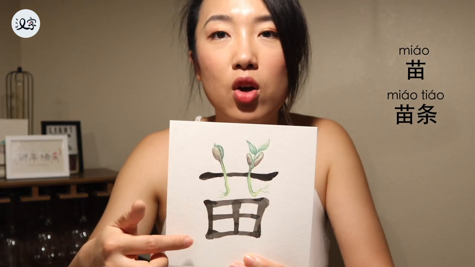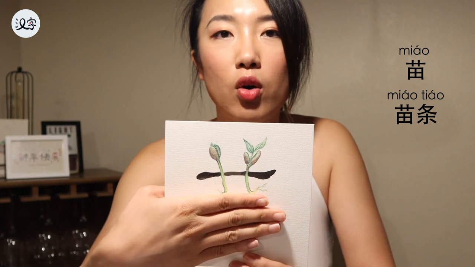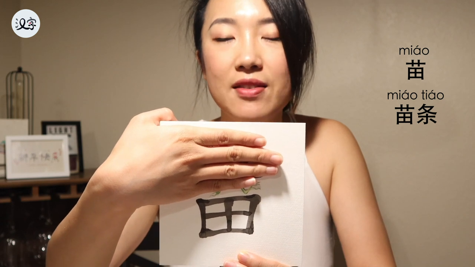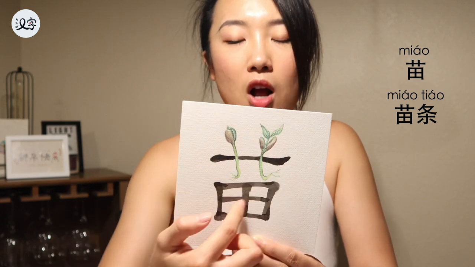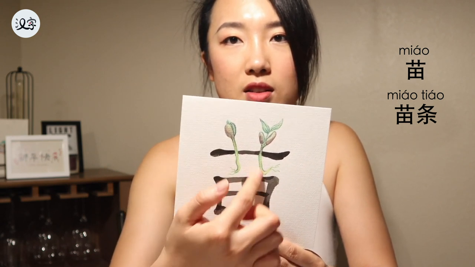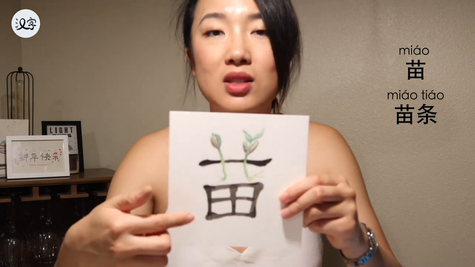Character 苗, sprout. 草字头, plant related. Bottom part, 田, farmland. Sprouts growing from farmland, from the ground. 苗, sprout. The common word 苗条, slim.